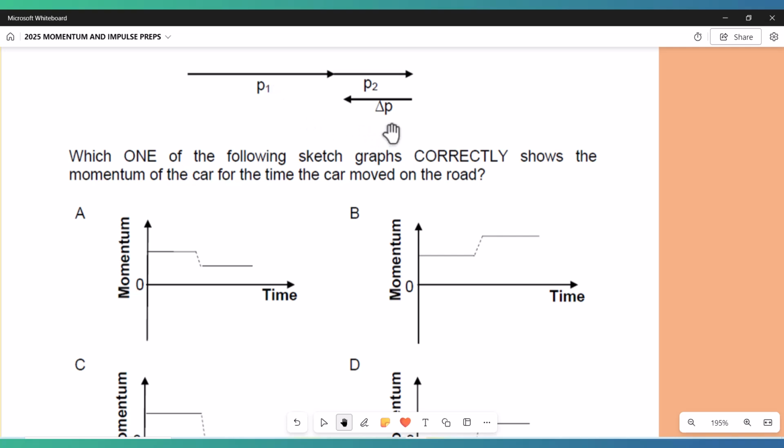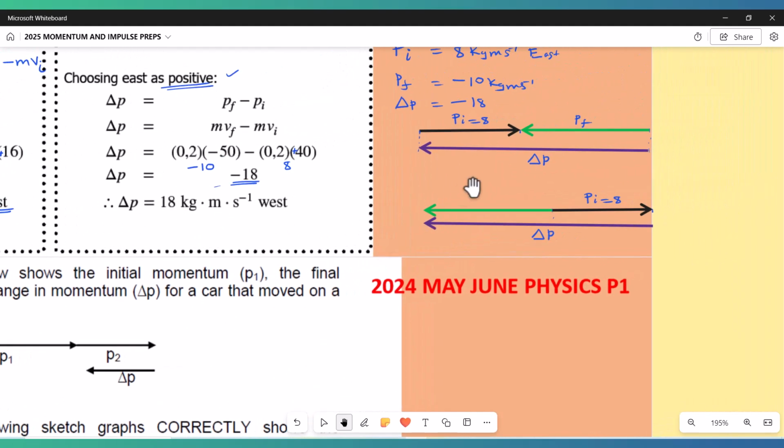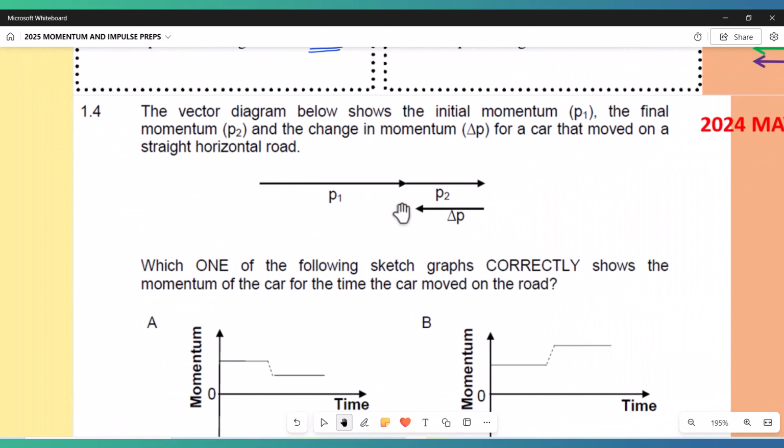Because the two arrows, the initial momentum and the final momentum, are facing the same direction, it means that the car is going in the same direction. Why? Because we saw in the earlier explanation that this one was going to the east and this one was going to the west. You see, the directions are different there because they're facing opposite directions. But here, because they're facing the same direction, it means the car is going the same direction.